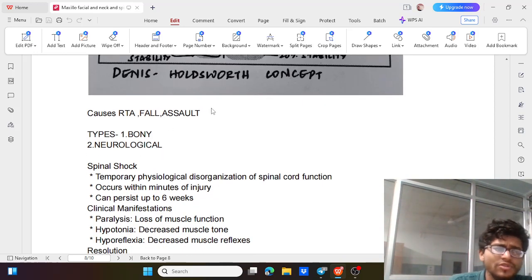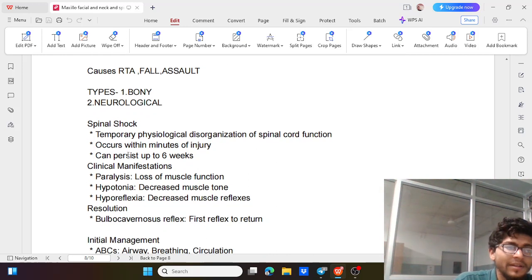Now coming to causes, the most common cause being RTA, fall from height, and violence or assault. Then what are the types of injury? It could be a bony injury or it could be a neurological injury, that is spinal cord injury. An important topic which we should know is spinal shock, which is temporary physiological disorganization of the function of the cord. So the spinal cord's function is temporarily affected and it can occur within minutes of injury and can persist up to 6 weeks and sometimes even more if the damage is more.